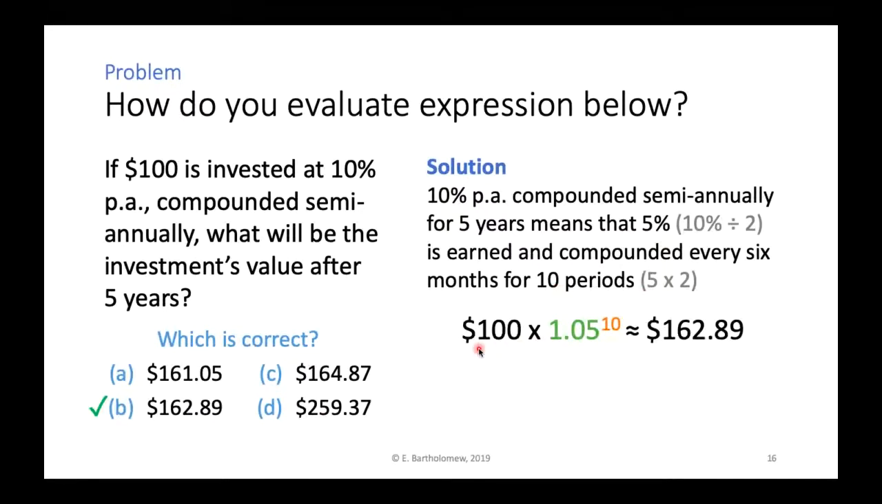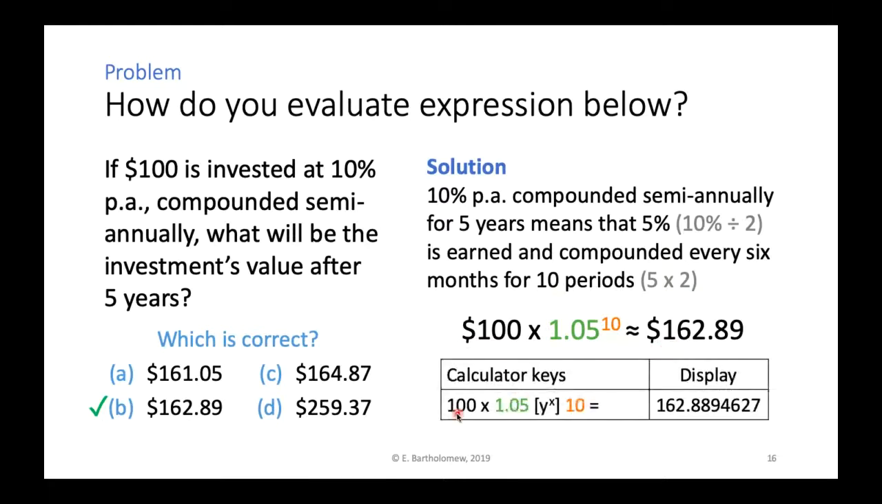So we would apply the same formula, but with those adjustments. So it'd be $100, which is our initial investment, times 1.05, that's 1 plus our 6 months interest. And we're going to compound that over 10 periods. And that will be rounded to the nearest cent, 162.89. And this is how you would do it on your calculator. So if you got 162.89, congratulations.